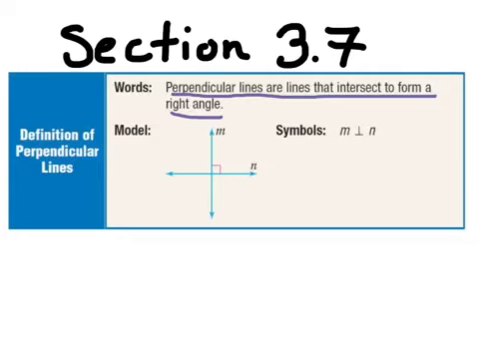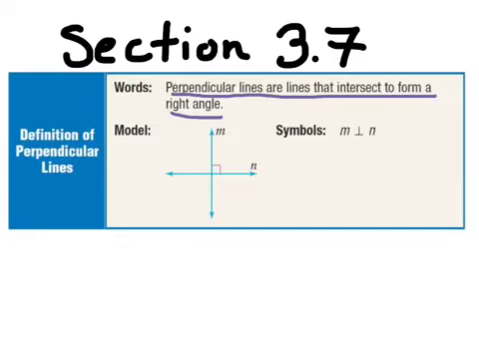Our diagram here illustrates line M perpendicular to line N. These are the symbols that we're going to use, and again, this is read as line M is perpendicular to line N. And recall that we use this little square symbol when indicating that these two lines intersect to form a 90-degree angle.